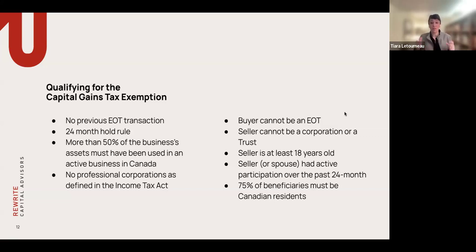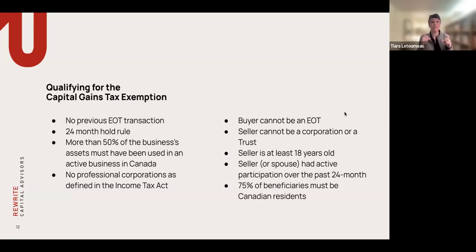So other conditions, the seller cannot be a corporation or a trust. It has to be an individual selling the shares. Now, if you have a holdco, then you can sell the holdco to the EOT. So it's not necessarily a barrier. You'll want to talk to legal counsel on that.